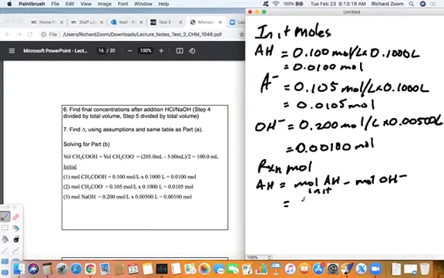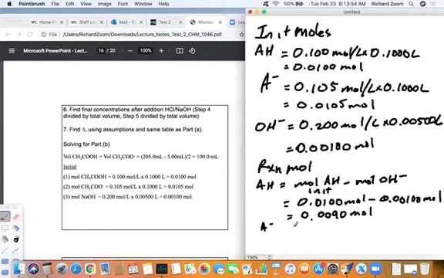Now that would be, looking at what we have up here, 0.0100 moles minus 0.00100 moles, which comes out to be 0.0090 moles. So again, looking at the significant figures here, we've got 4 decimal places, 5 decimal places. The answer comes out to 4 decimal places.